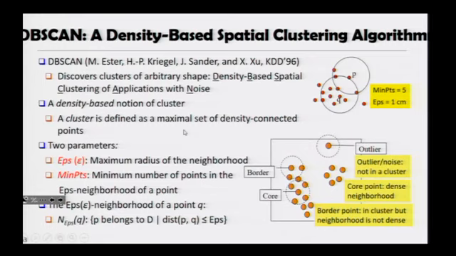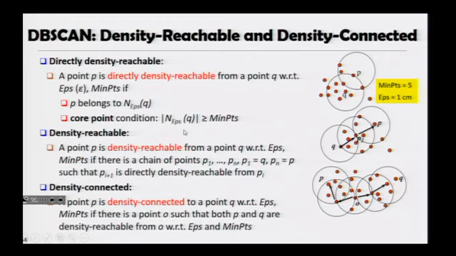I will first define what a core data point is. The core points have a clear definition by the core point condition. Given the data points, the minimum points, and the epsilon, you can draw an epsilon neighborhood for a data point and count the number of data points in that neighborhood. If that neighborhood contains more data points than the minimum points, then it is called a core point. That's how we define a core point.